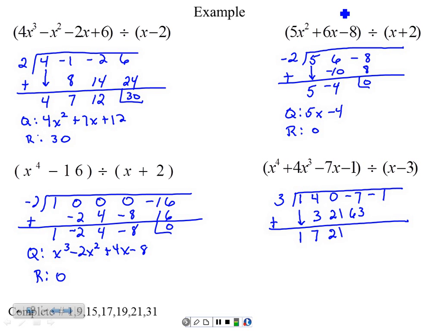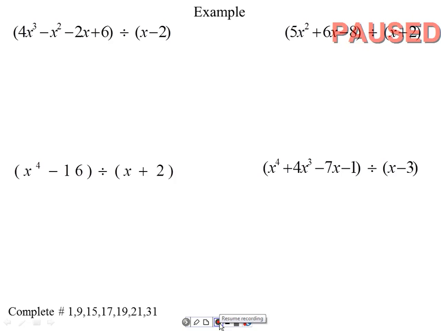Add those together and you're going to get a 56. And 3 times 56 is going to be 168. And add them together and you're going to get 167. So we're going to have as our quotient x to the third plus 7x squared plus 21x plus 56, and as our remainder, a 167.